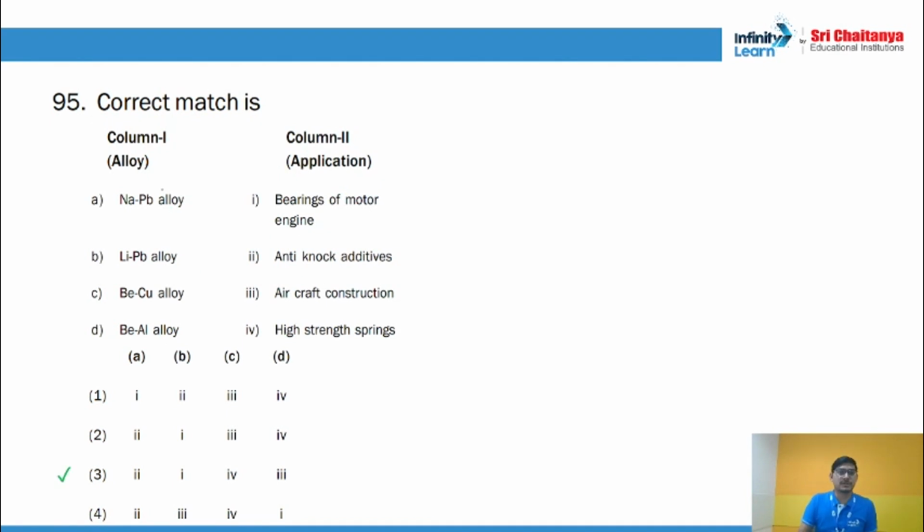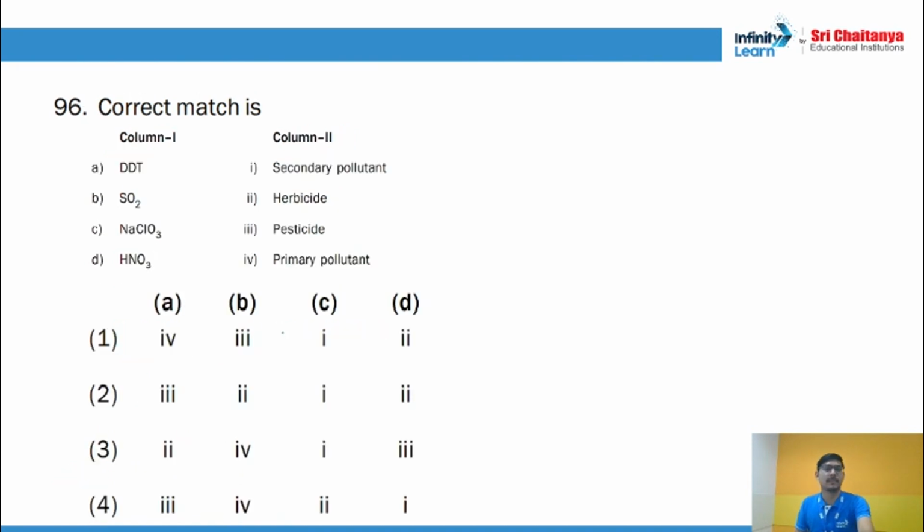This is a factual question, okay, guys. So its correct answer is third. Again, this is from environmental chemistry, so its correct option is 4. DDT is a pesticide, and sodium chlorate is a herbicide, like that.